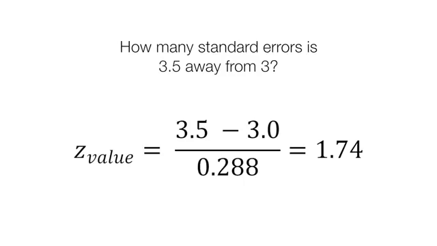So I've just converted my absolute values. I had a mean of 3 and I had a mean of 3.5. How far is 3.5 away from 3 in units of standard error? That is what we do to try and calculate the statistics.